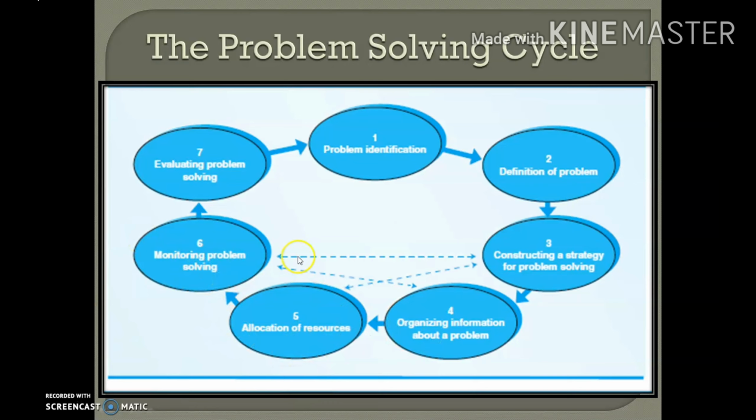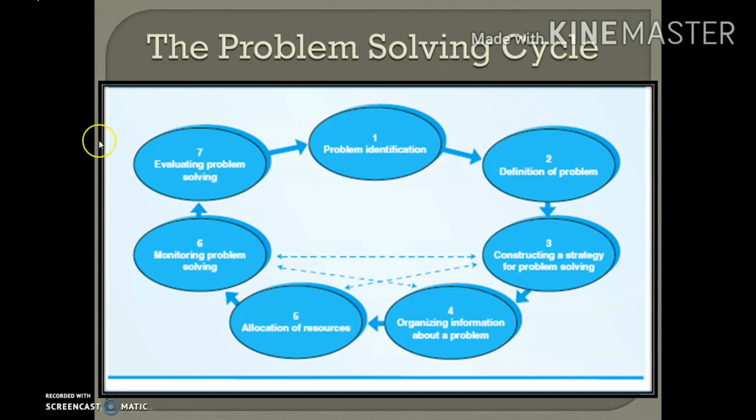Sixth, monitoring problem solving. Am I on track as I proceed to solve the problem? Is it still within the allocated time? Am I still on the right path, or is it beyond that already? Seventh, evaluating problem solving. Did I solve the problem correctly?